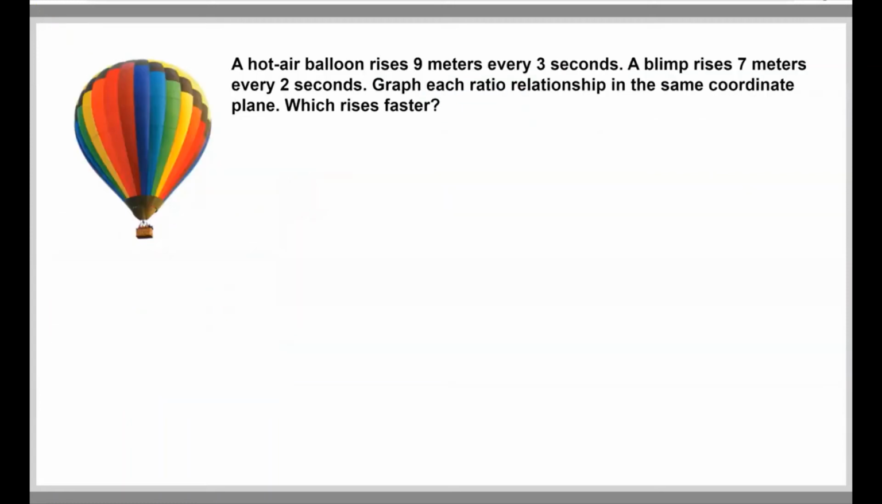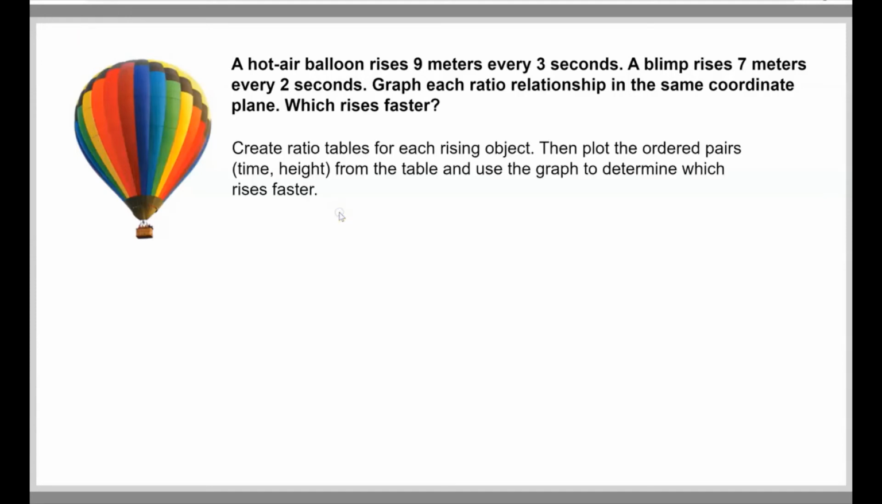One more example here. A hot air balloon rises 9 meters every 3 seconds. A blimp rises 7 meters every 2 seconds. Graph each ratio relationship in the same coordinate plane. Which rises faster? So this time we're going to set up our coordinate plane and create our ratio tables, and then we'll be able to graph each of them to see which one is rising at a faster rate.